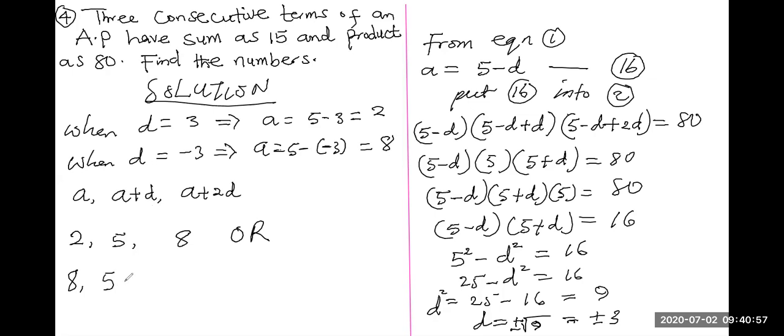You still have it as 5. And of course, 8 minus 2d, 2 times minus 3 is minus 6. And of course, 8 minus 6 will give us 2. So you can see that they are the same. So it's either an ascending pattern of 2, 5, and 8, or the descending pattern of 8, 5, and 2. So that is the complete solution to this number 4. All right.